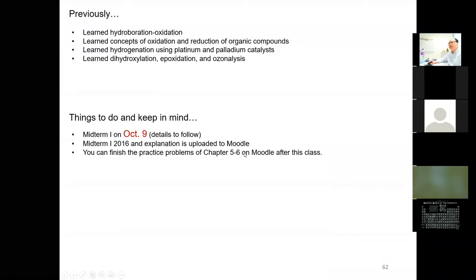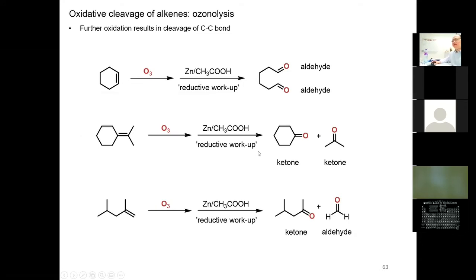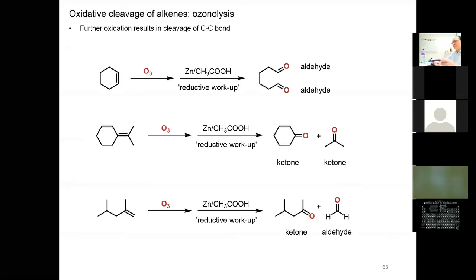After this class, you should be able to finish the practice problems for chapter 5 to 6. At the end of last time, we stopped at ozonolysis because it's quite a complicated reaction, and its mechanism is well beyond your current knowledge, right? So I'm going to go over it once more.